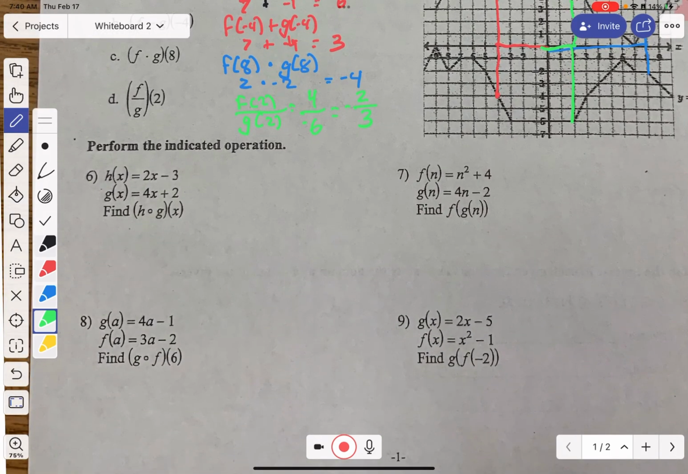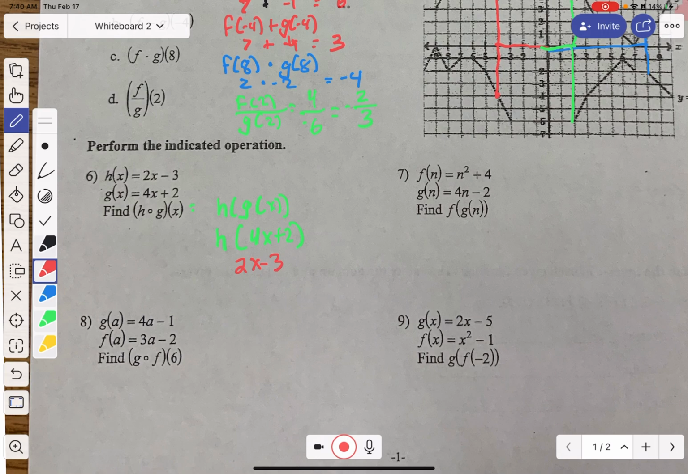Number 6, perform the indicated operation. So h of g of x. Evidently, we're going to stay with green with this. So we got to find the g function. We know the g function is 4x plus 2. So I have to find h of 4x plus 2. My h function is 2x minus 3.